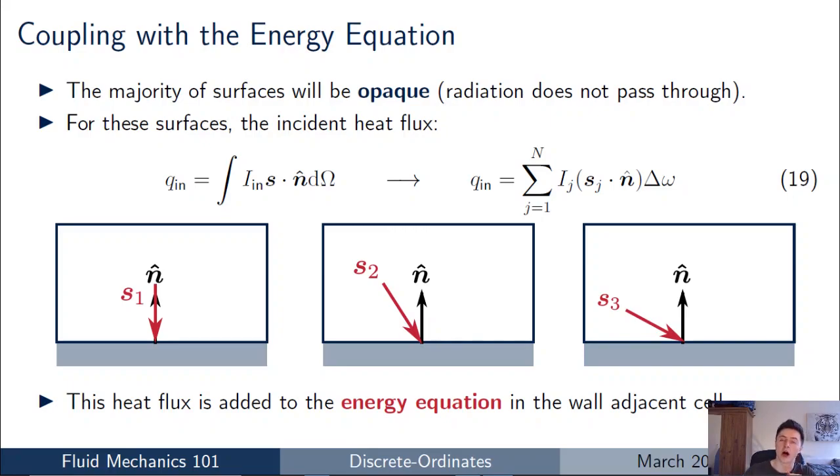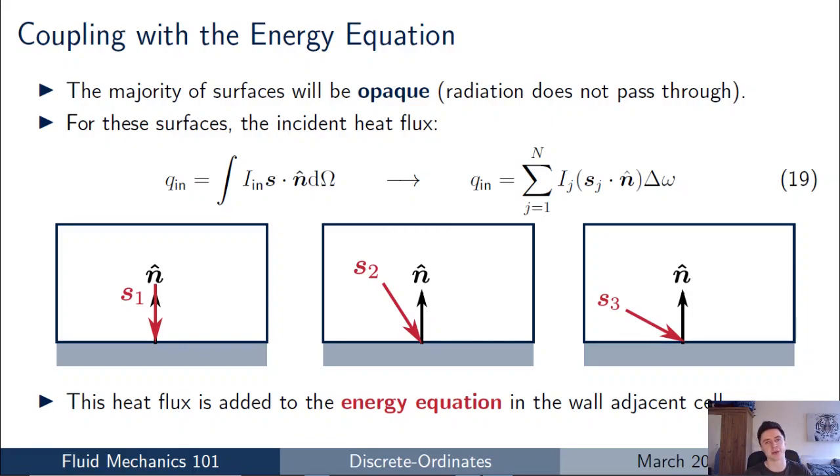Now, there are other types of walls. You can have semi-transparent walls and translucent walls, but these tend to be a bit more difficult to deal with. And to keep this talk nice and short, I'm only going to talk about opaque walls because they're going to be the majority of engineering surfaces that you encounter. And so on this wall, we're going to have radiation intensity incident on it from a number of different angles.